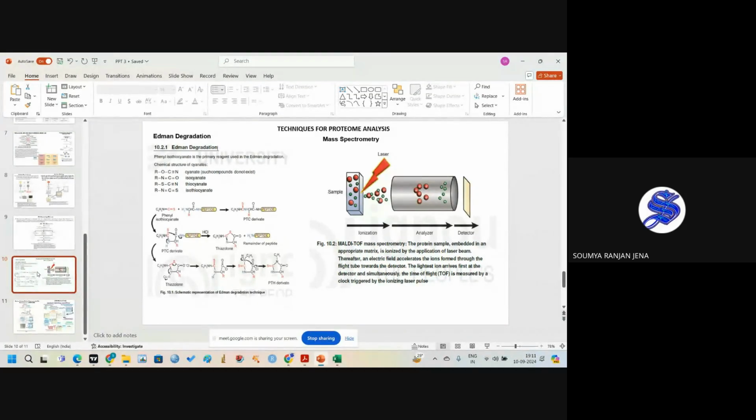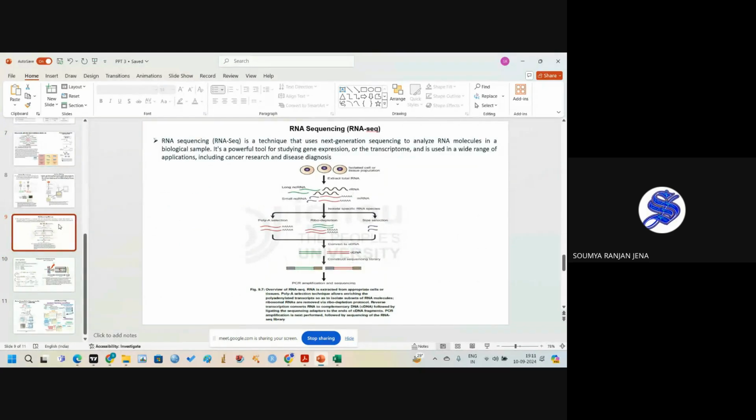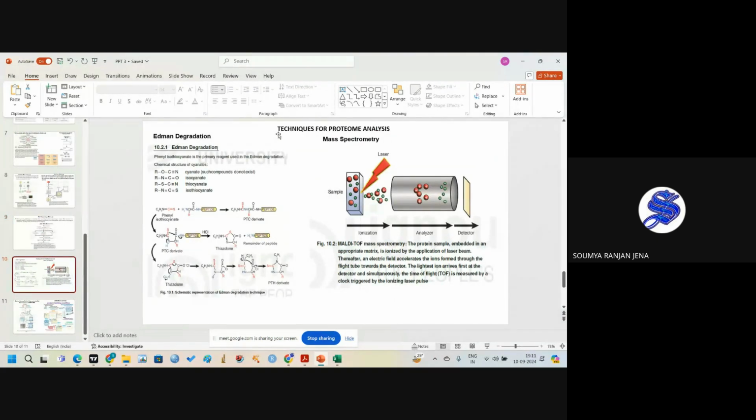Then if we go to the different techniques, these are expression of genes or their product, that is called RNA, because from DNA we can find the RNA, and how much RNA content it will give rise to the proteins. Then these are the identification or analysis of genome or transcriptome, and here we can analyze the techniques for proteome analysis.